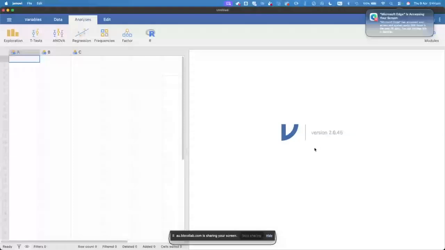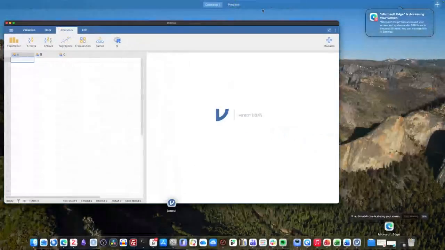Am I sharing my screen? I am not sharing my screen. Let me share my screen. Share application screen. Select entire screen. Boom. Okay. All right, we're on. Can you see this? You can see this. Jamovi.